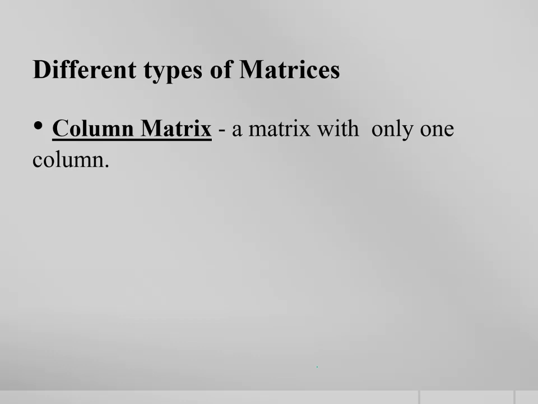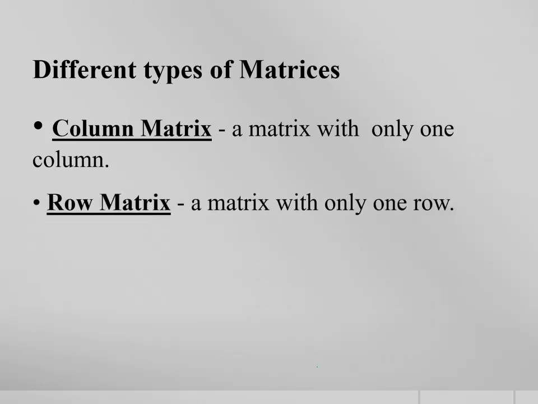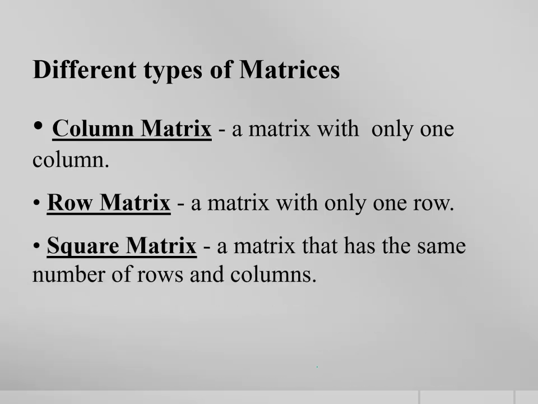There are some special matrices. One is a column matrix, which has just 1 column. A row matrix has only 1 row. A square matrix is when the rows and the columns are the same. That's called a square matrix.